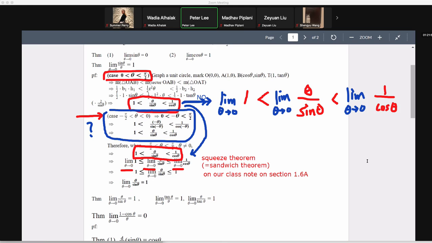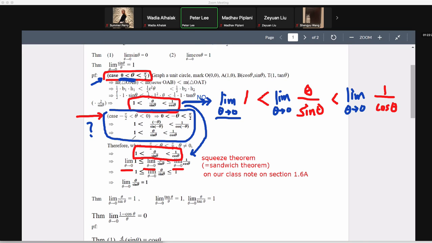You know why? Because it says here, this inequality is only true when theta is between 0 and pi over 2, namely when theta is bigger than 0. But in order to attach this limit, this inequality must be true when theta is a little bit bigger than 0, but also when theta is less than 0. So we cannot go from there to there.